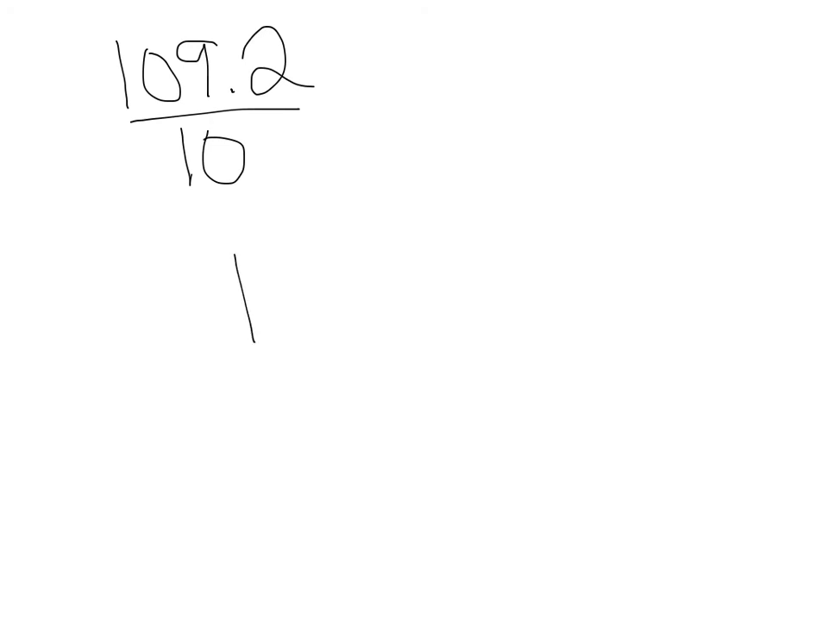When I add all those numbers together, I get 109.2. And then the last step is I divide by the same number I divided by for the mean. So since there's 10 numbers, I'm going to divide that by 10. When I divide that by 10, I get 10.92. And that's my mean absolute deviation.